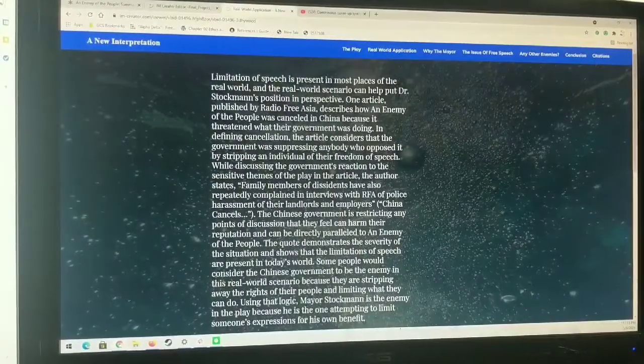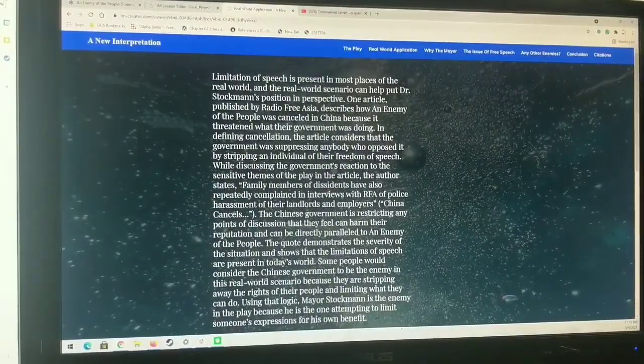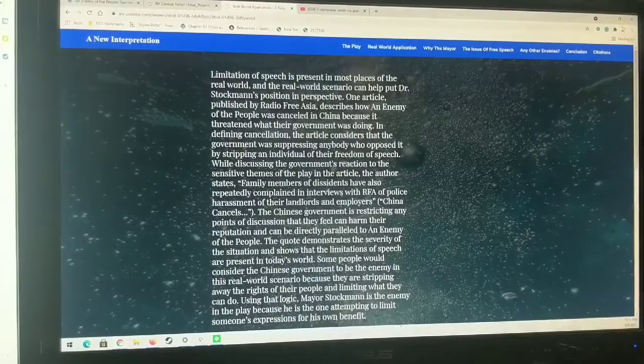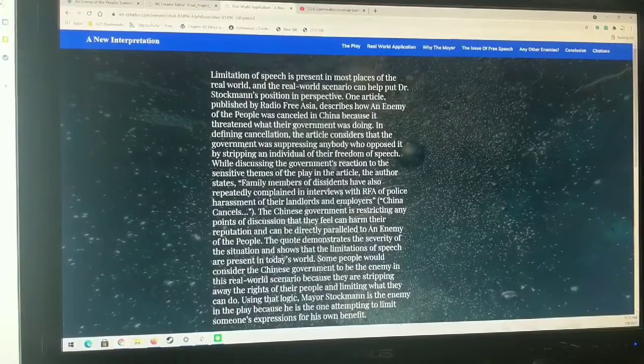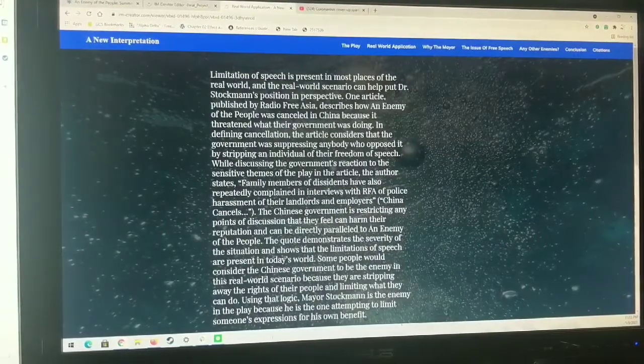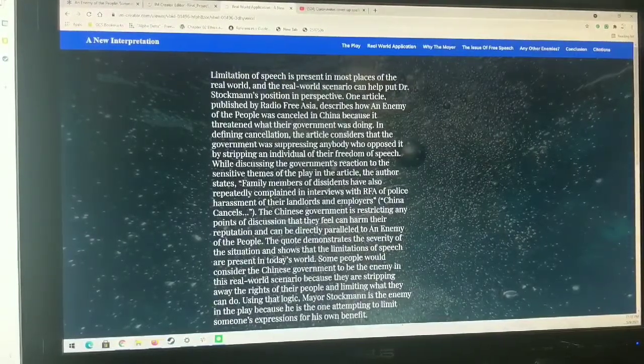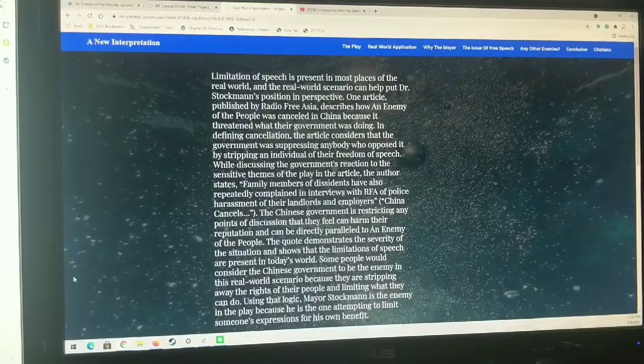The Chinese government is restricting any points of discussion that they feel can harm their reputation and can be directly paralleled to an enemy of the people. Some people would consider the Chinese government to be the enemy in this real-world scenario because they are stripping away the rights of their people and limiting what they can do. Using that logic, Mayor Stockman is the enemy in the play because he is the one attempting to limit someone's expression for his own benefit.